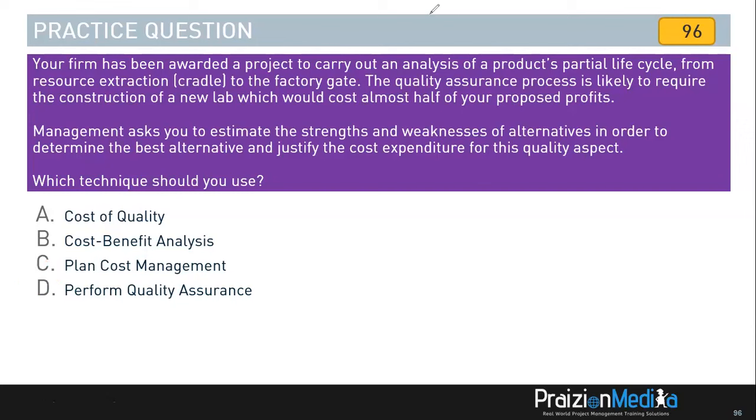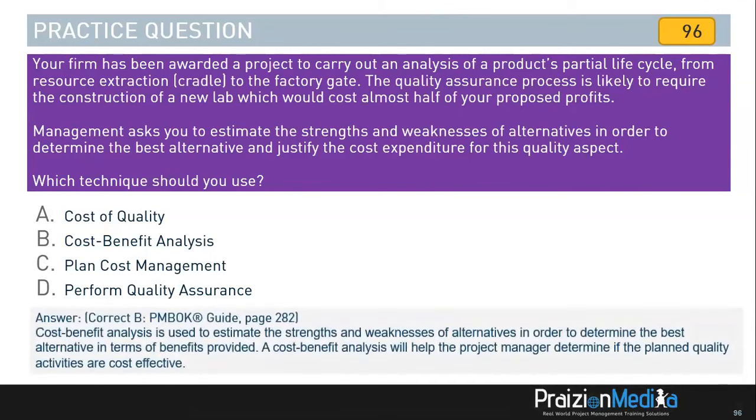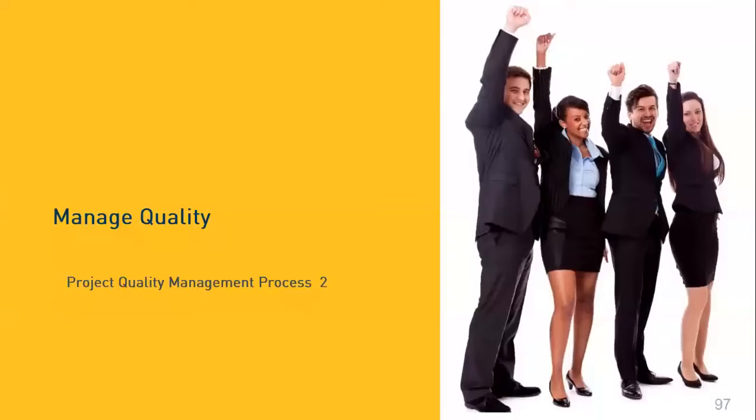But there's one that helps you justify cost expenditures, and it's not the cost of quality. The answer is B, cost-benefit analysis. This is used to estimate the strengths and weaknesses of alternatives in order to determine the best alternative in terms of benefits provided. A cost-benefit analysis will help the project manager determine if the planned quality activities are cost-effective.